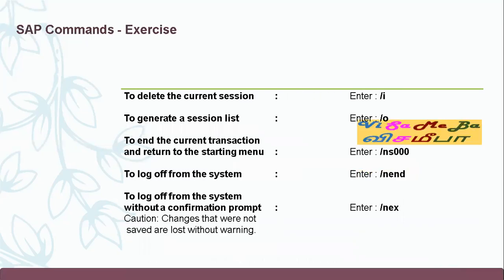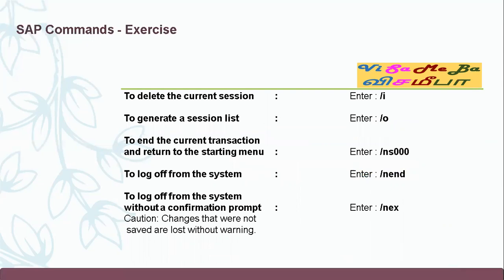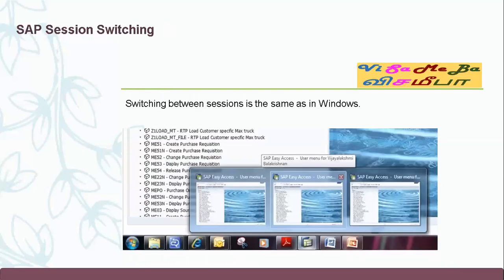/o, /n, like that. You have /i, /n, end, /nex. So these each has its own purpose and a shortcut key, which is easy to navigate within the SAP system. So at the moment, you can see that there are 3 sessions open in the screen. So you can click on the X icon at the top right-hand corner to close that session.